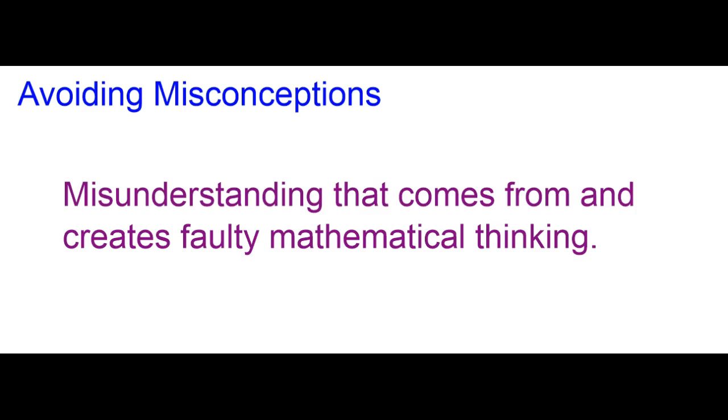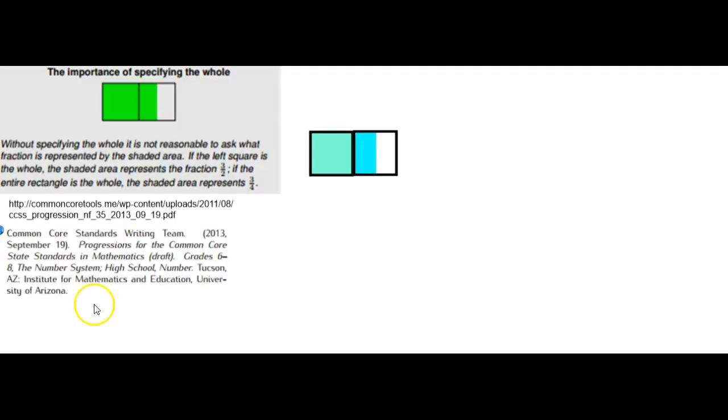One of the things that we can do to avoid misconceptions when dealing with fractions is by proper use of the word whole and to examine what a whole is. This is represented here by the folks from the University of Arizona. And what this model is trying to show is that it is not reasonable, and it doesn't really make sense to talk about this model as being any particular fraction unless we first identify what the whole is.